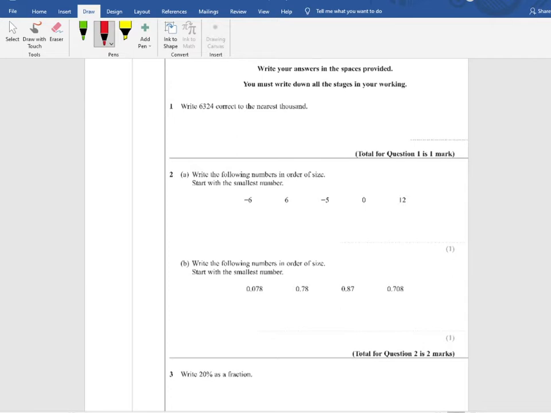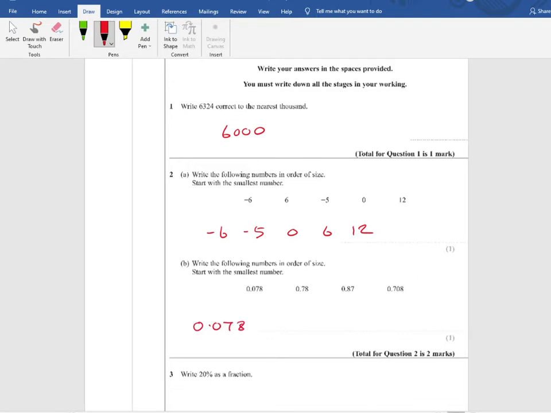6324 correct to the nearest thousand is going to be 6,000. Which of the following numbers in order of size? -6, -5, 0, 6 and 12. Write the following numbers in order of size.